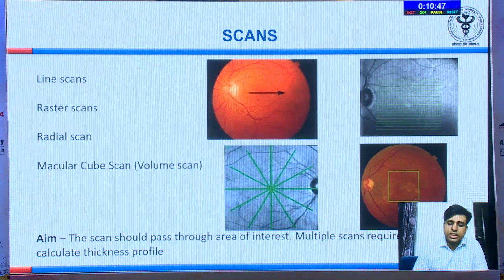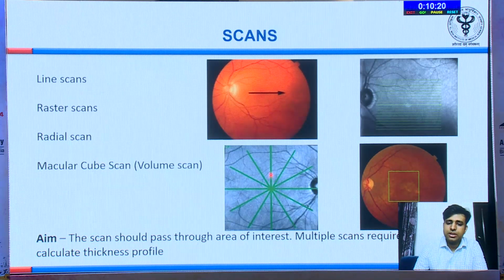While using OCT, we have the option of using these multiple scanning protocols. First one is the line scan, which is a single horizontal scan passing through the area of interest. Then there are raster scans, which are basically multiple line scans stacked close to each other over a predetermined area of macula. Then there is the radial scan, which are multiple tangential lines centered around fovea. There are 6 lines, 12 lines and 24 lines protocols available.